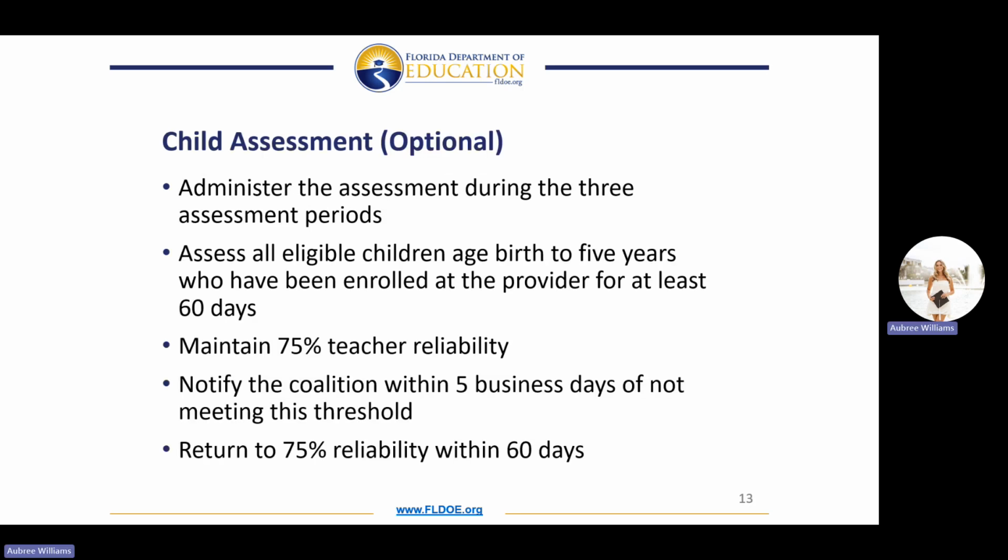Child assessment, optional. Administer the assessment during the 3 assessment periods. Assess all eligible children ages birth to 5 years who have been enrolled at the provider for at least 60 days. Maintain 75% teacher reliability. Notify the coalition within 5 business days of not meeting this threshold.